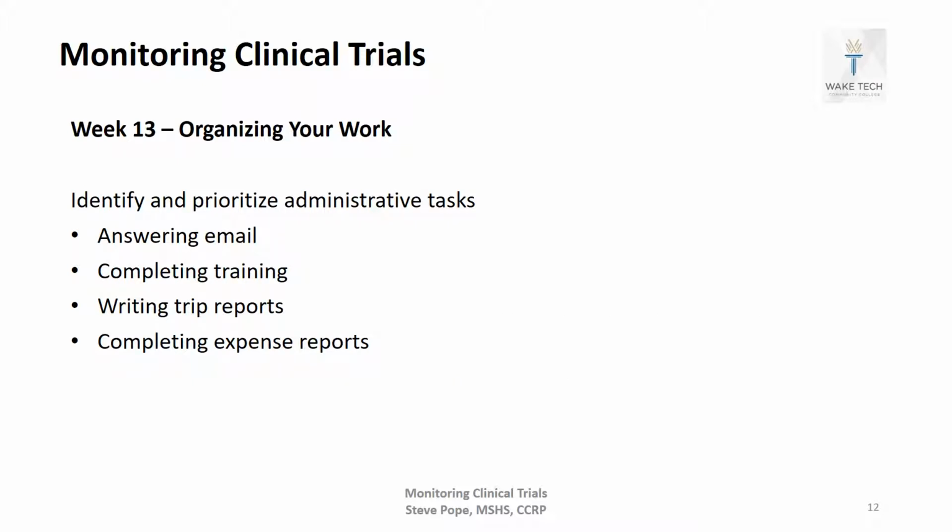So the next thing to talk about is to identify and prioritize the administrative tasks that you have to do. And these include things like, for example, answering email. I try not to let email interfere with my monitoring activities when I'm on site, unless it's something very important that I have to tend to pretty quickly or immediately, which is probably not going to be the case a lot of times. What I tend to do is just tag that email for follow-up later that evening. That way I don't miss it.